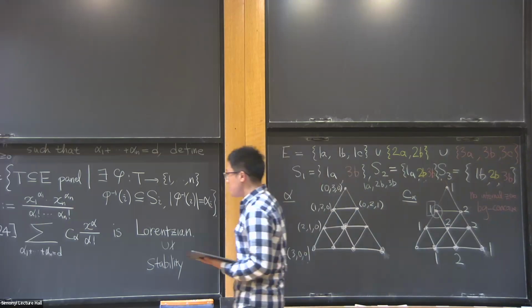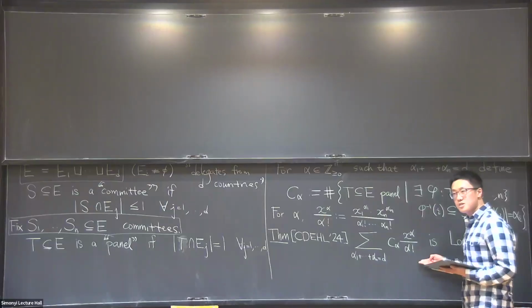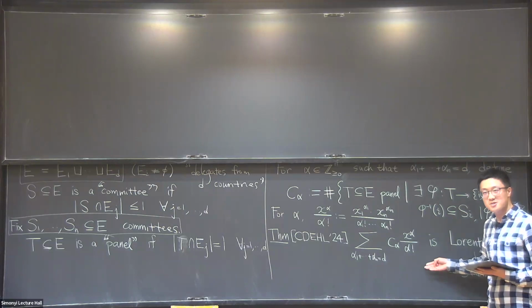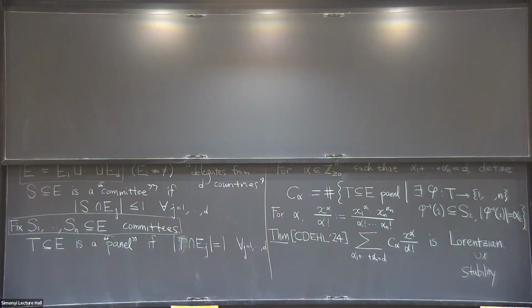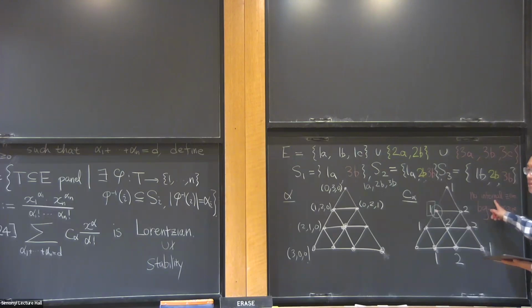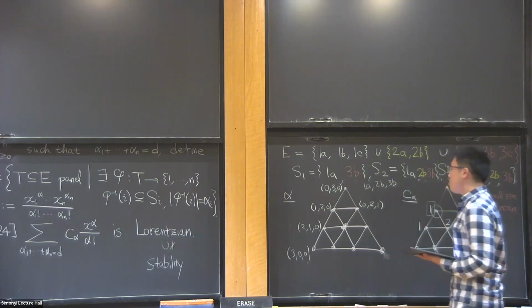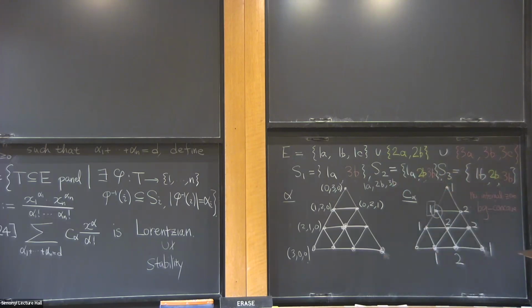As far as I know, I don't know how to prove such things without going through the Lorentzian technology. The no internal zero property you can actually prove without going through the full machinery that we developed. It's actually a pretty nice application of Hall's marriage theorem, or it kind of boils down to that. Log-concavity is much harder, or at least I don't know how to do it in a more elementary combinatorial way. Okay.